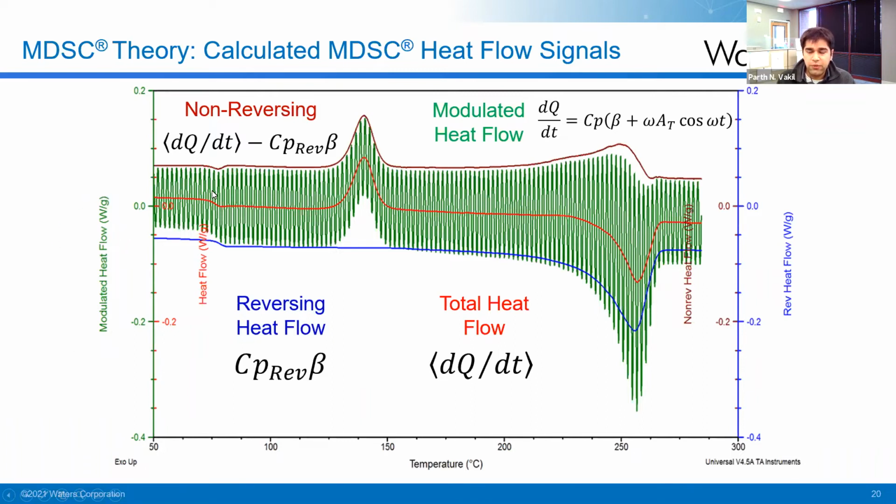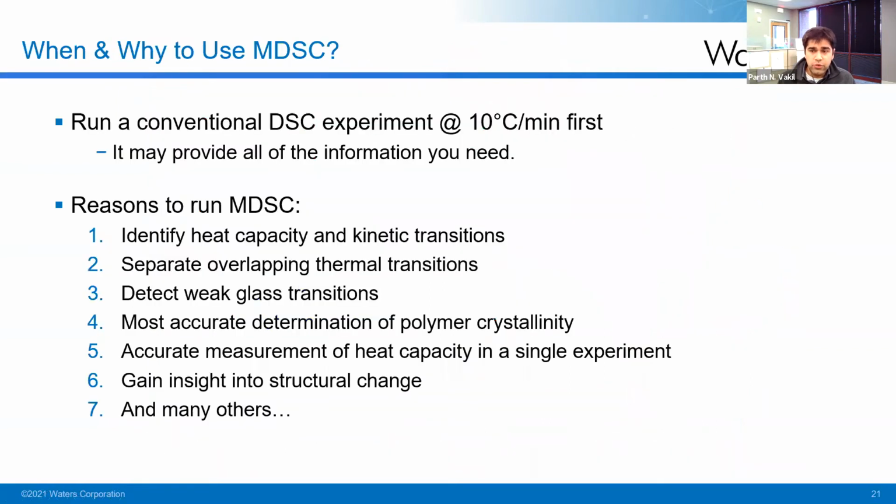This modulated heat flow is analyzed by the software to give you some of these curves, including the total heat flow curve, which is this curve in the middle. That just looks like your regular DSC run, but you also get what we call the reversing heat flow curve over here, and then the non-reversing heat flow curve. And what you can do with the information from modulated DSC is you can get a lot of insight into materials that are hard to analyze.